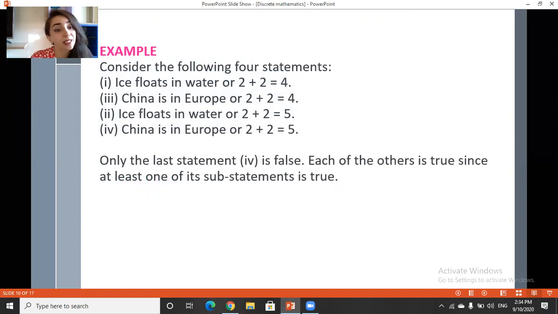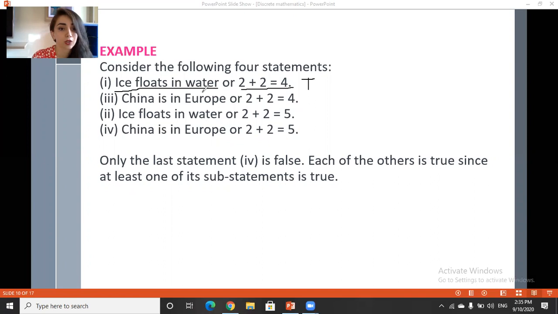Let's continue. Example. Consider the following four statements. Okay, first one: Ice floats in water. We say that it is true. 2 plus 2 is 4. Yes, it's also true. If two statements are true, of course our result is true. Second one: China is in Europe. This is false, we said.